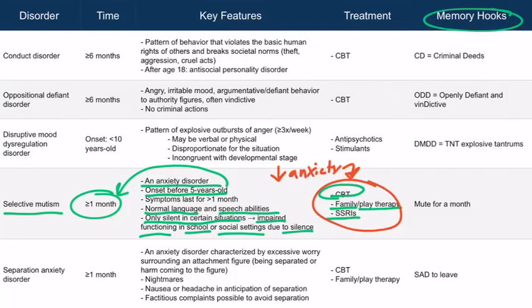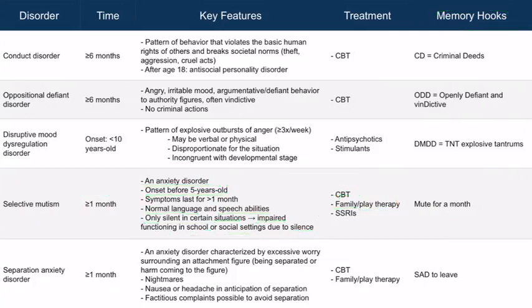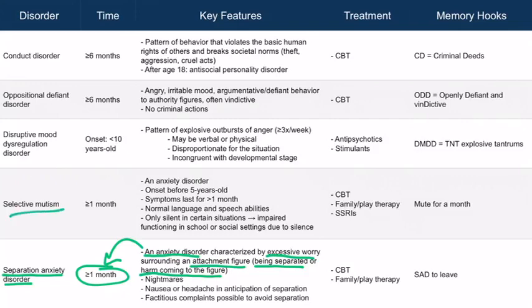And the memory hook for this condition is mute for a month. So mute, selective mutism, and a month to help you remember that they need to display this behavior for greater than a month. Now let's talk about the last disorder, separation anxiety disorder. This is an anxiety disorder characterized by excessive worry surrounding an attachment figure. For example, being separated from that figure or worrying about harm coming to that figure. This is a fairly common disorder, and to really diagnose it, you need to see these symptoms for greater than a month. So just like the other childhood anxiety disorder, selective mutism, it's also a month.